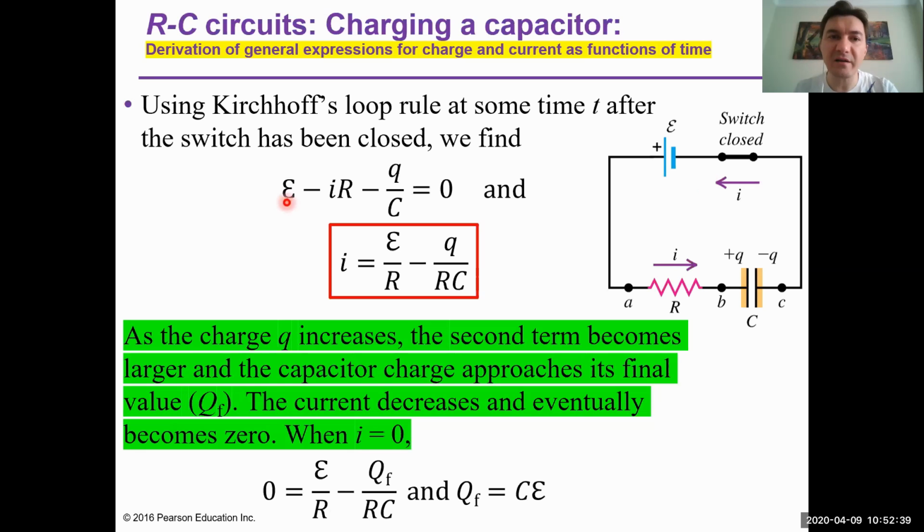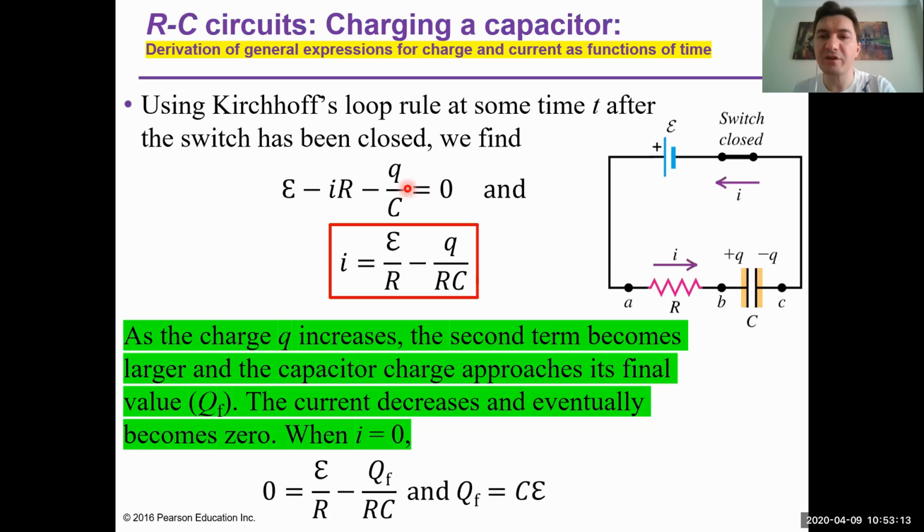Then we find positive epsilon, because the travel direction goes from negative to positive for the EMF. Here the current direction and travel direction are the same, so we have negative for the resistor, minus I times R. And for the capacitor, the travel direction is from positive to negative, so like the EMF, we also take negative in that case.